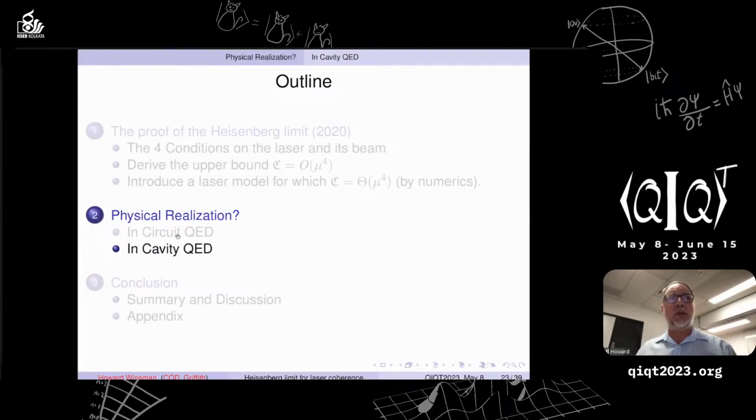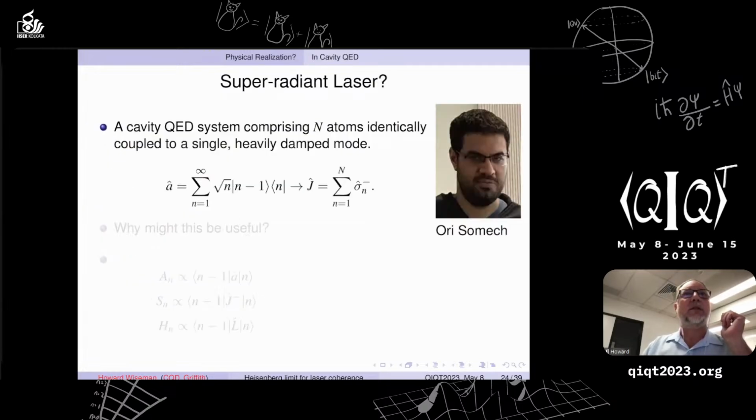And then circuit QED came along much later and said, well, we can do this much more easily because we can make artificial atoms with whatever parameters we want. But it's still of interest, I think, very much to consider the original cavity QED situation, because that's what we need to do if we actually want optical frequency laser beams as opposed to masers, right? And for a lot of applications, one really does want optical frequency. So that's what we are still working on.